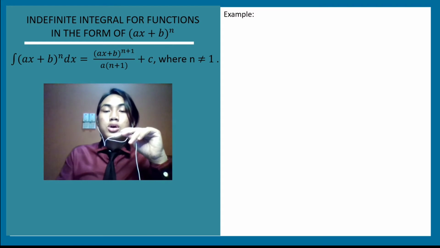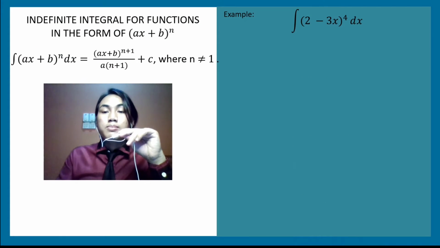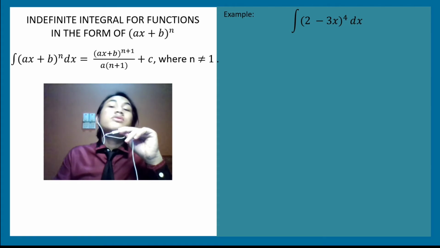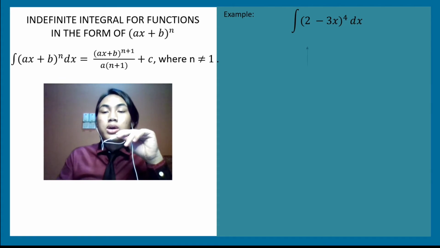Okay, so we move to our first example, we have the integral of (2 minus 3x) to the power of 4 dx. First thing first, we have to analyze what is our a. That is, okay, 2, what is our 2? It is b. Negative 3 is our a. Our x is x. And 4 is our n, that means the power.